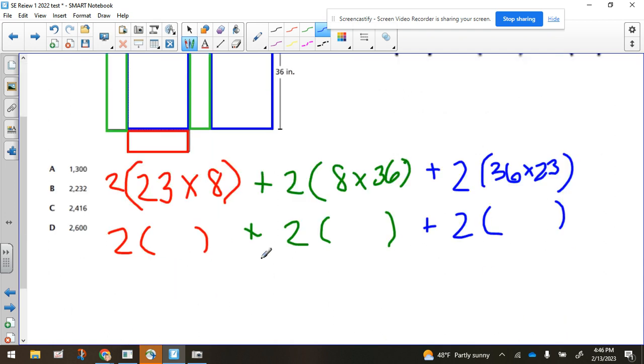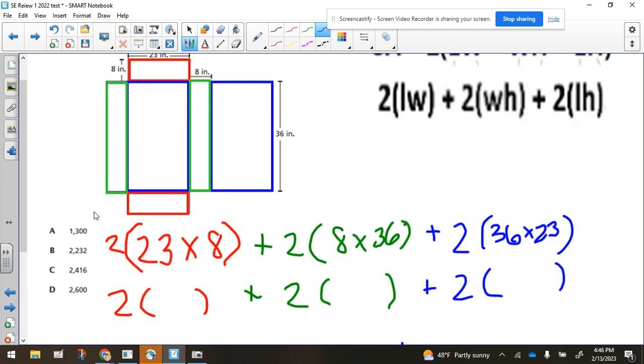Now for each number, you need to double it because remember there are two. So whatever this is, double it. Whatever this is, double it. Whatever this is, double it. And you're going to have three numbers that you're going to take, add them together, and that will be one of these answer choices.